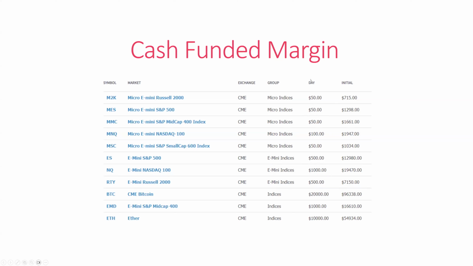You'll see these two columns where it says day and initial. Day just means day trading. If I buy this lot the day of and sell it within the same day, this is how much margin I need to buy and sell one lot. But if I want to hold it overnight, then I need almost 15 to 20 times the amount. For NQ, it's almost 20,000 just to hold it overnight. If you have a big cash account, then it may be worth it. But if you don't, then just focus on day trading.